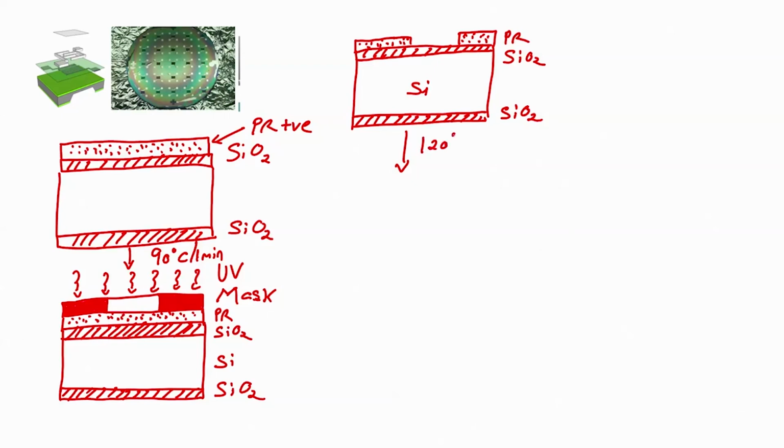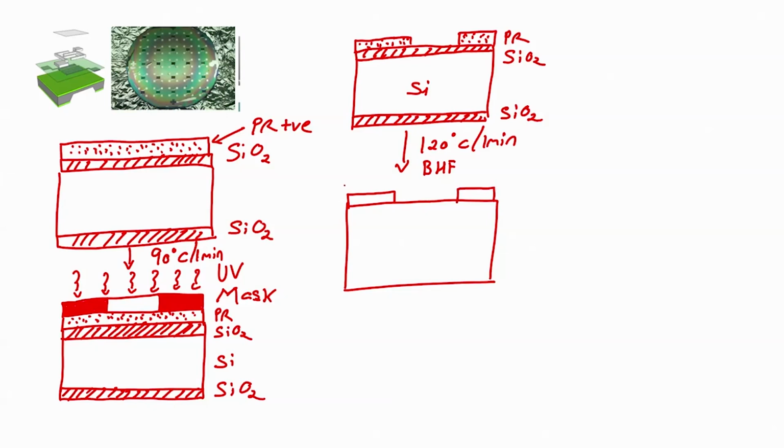After that, the next step would be hard bake. Again I am assuming that you know, but let us write it down one time. Hard bake. After hard bake, you have to dip the wafer in BHF. When you dip the wafer in BHF, silicon dioxide will get etched. Now, if you see, it should get etched on both sides.